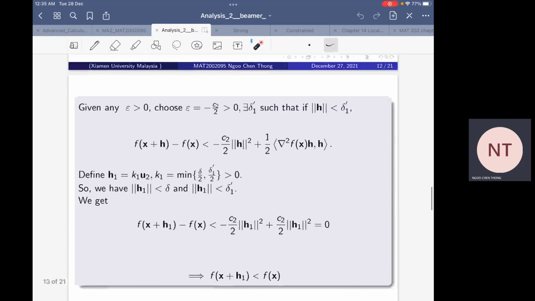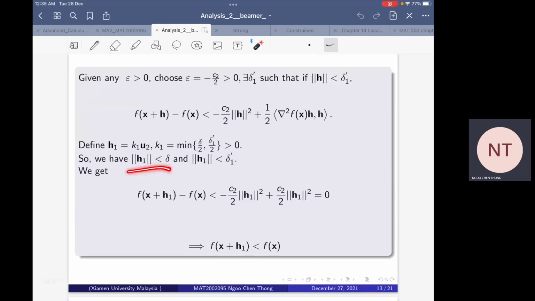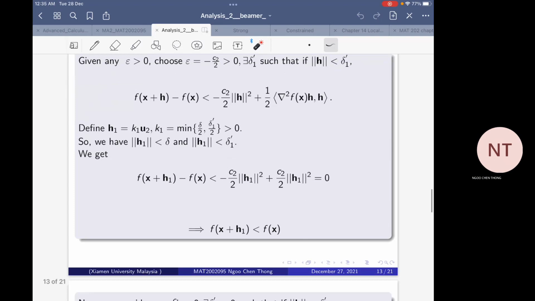So after we cut half of it, then we choose the minimum of them, and then we have h1 is less than delta, and also h1 is less than delta 1 prime. So we have this is less than minus c2 over h1 square plus c2 over 2 h1 norm square, and this is equal to 0. So we get this. So we can see that in this, fx is a local minimizer.